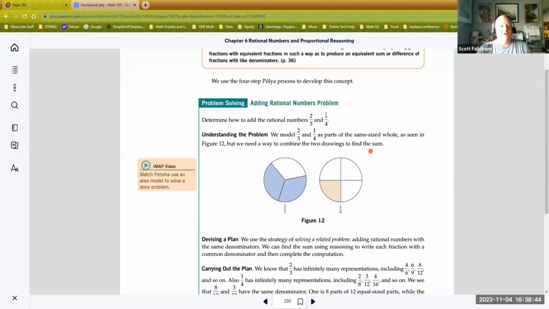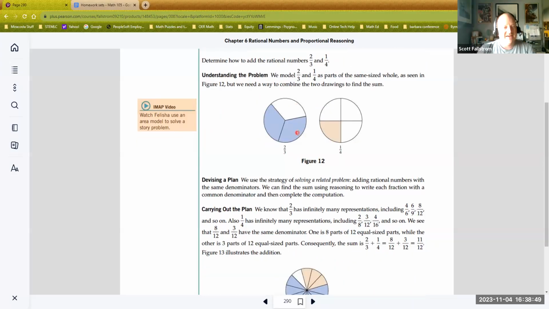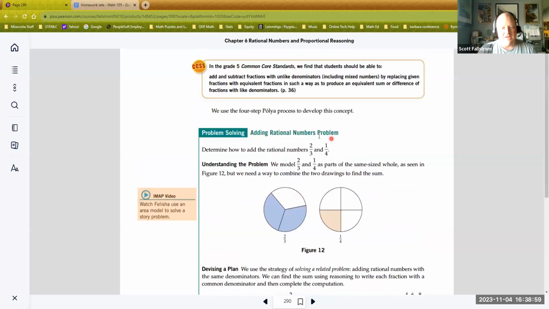All right, so now here we go. How to add the rational numbers 2/3 and 1/4. Now they've written them here as a beautiful circle, which again would be very challenging to draw. But the concept remains the same. If I don't have the same object, these are thirds, these are quarters, they're not the same sized pieces. So what I could do is fluff them and make them into something else.